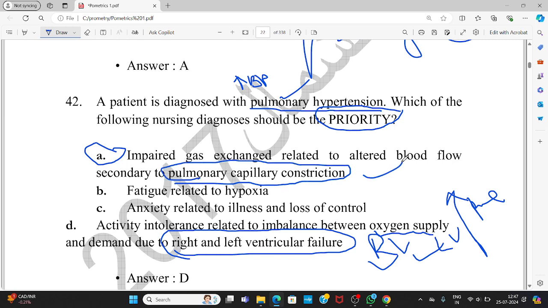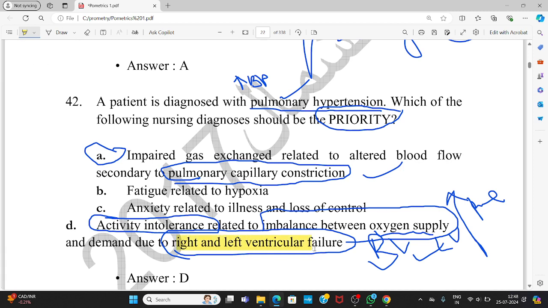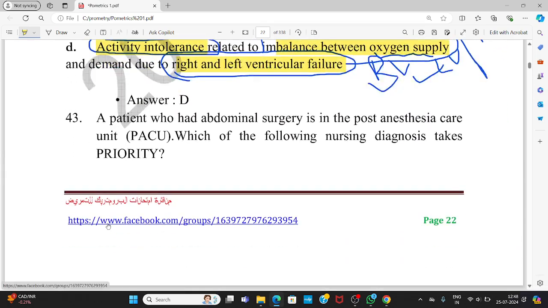If you think this is also right, but what happens is that more than this, activity intolerance, see, this will be definitely there for the patient. Patient will not be able to do activity. Related to, they have written very carefully that it is because of the imbalance of oxygen supply. And the third thing they have told very clearly that because of the right and left ventricular failure. So this nursing diagnosis has everything intact. It has written the problem, activity intolerance, the reason is there, and related to why is also there. So this is most accurate.